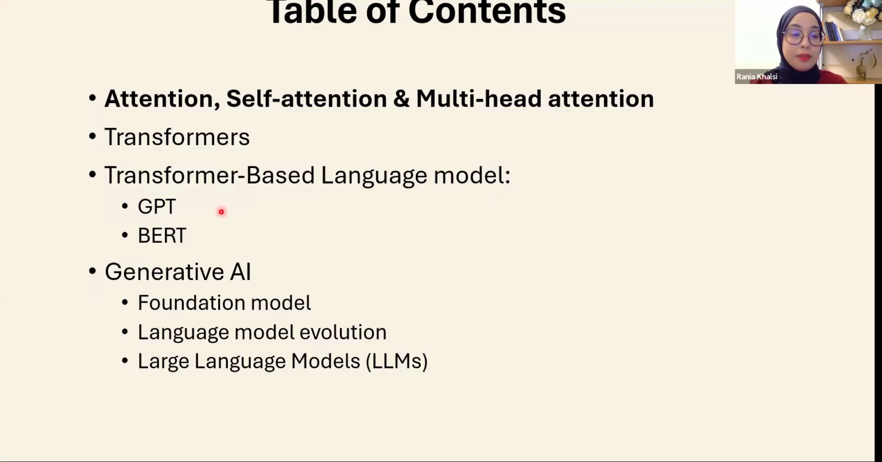In this example, we will study two transformer-based language models. The first one is GPT, and the second one is BERT. Mainly, we will focus on the difference between them and how we use transformers for language models. And then we will dive into generative AI again and understand the mapping, where we stand today, foundation models, language model evolution, and we will talk about LLMs.